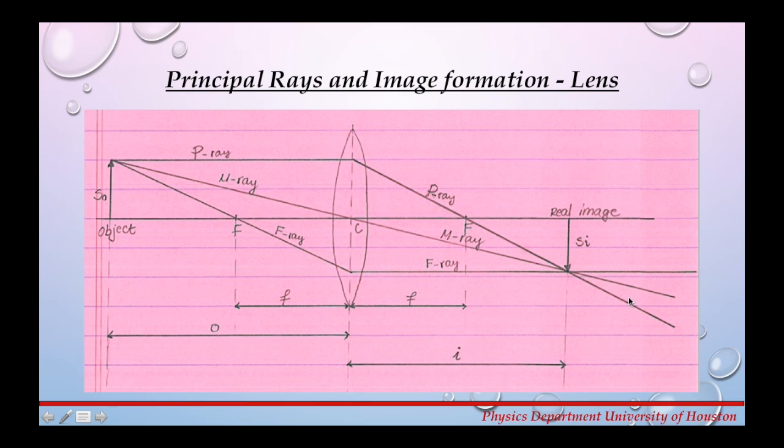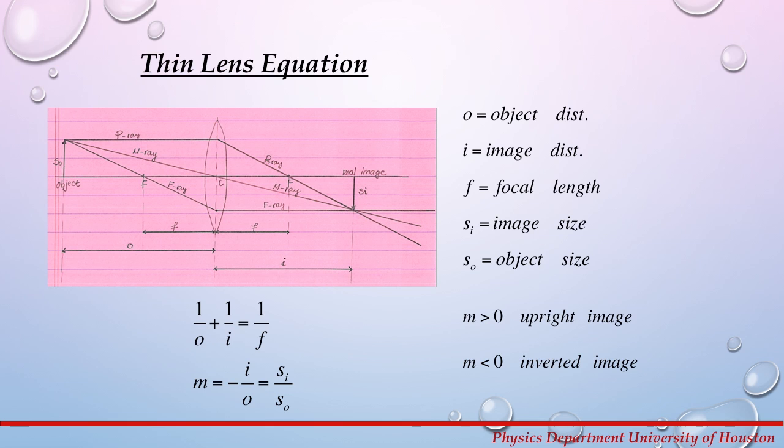These three rays will intercept at the same point, and this point here is the top of the image. Okay, so if we had an object here, and this is the size of the object, and then we have a real image here, you're noticing one thing: for the convex lenses, the image is real and is inverted.